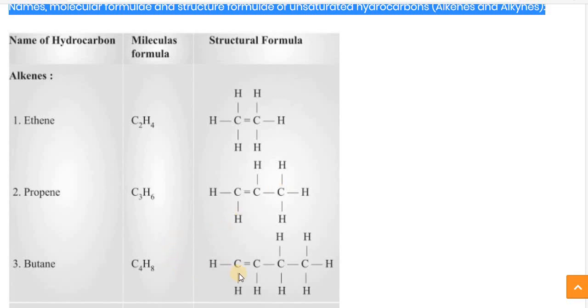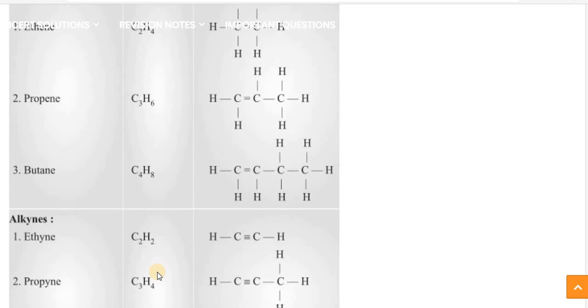Now for butene as well, for this carbon, 1, 2, 3, 4, okay. Now this carbon 1, 2, 3, 4 also okay. For this carbon 1, 2, 3, 4 okay. For this carbon 1, 2, 3, 4, means this formula is right. So for butene it's C4H8. Now let's see the next one.